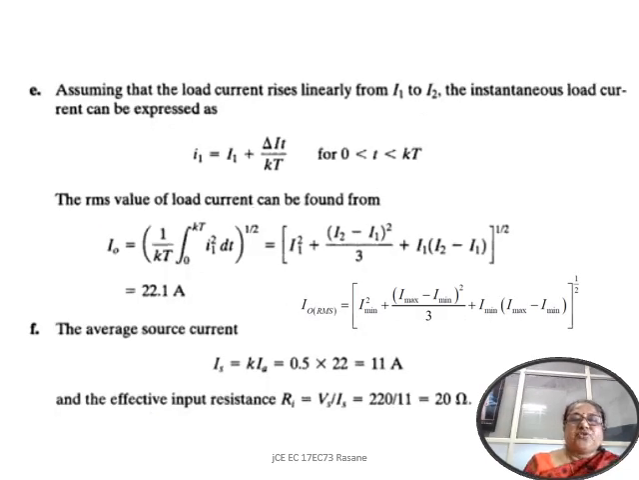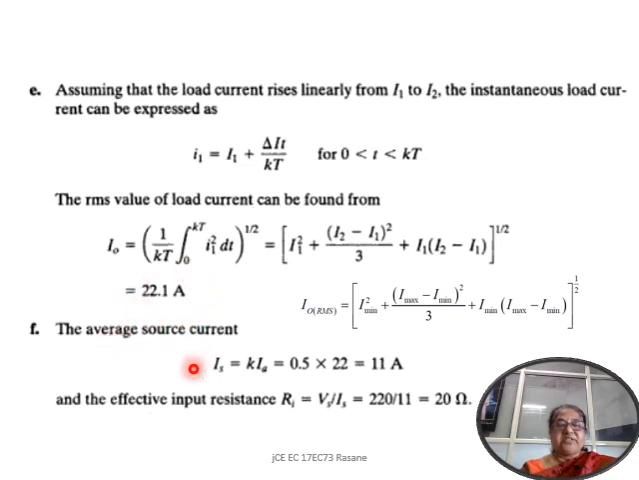Next, assuming that the load current rises linearly from I1 to I2, we have already done the derivation of this in earlier slides. So we can directly use this formula, that is the RMS load current can be found using I0 RMS. So I have substituted I minimum as I1, I2 as I max. Same formula out here, substitute it and you should be getting I0 as 22.1. Dear students, please try and do it on your own. Use your calculators and see that you get the correct answer.